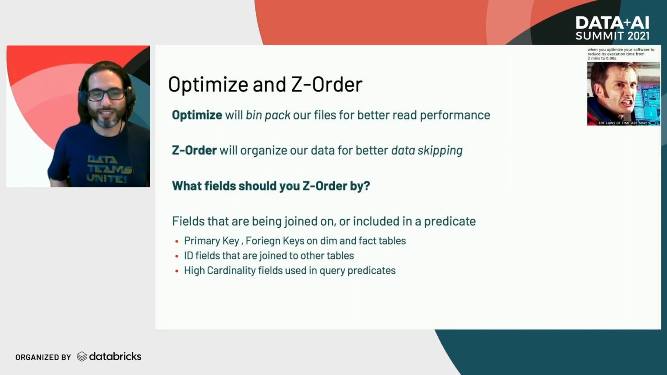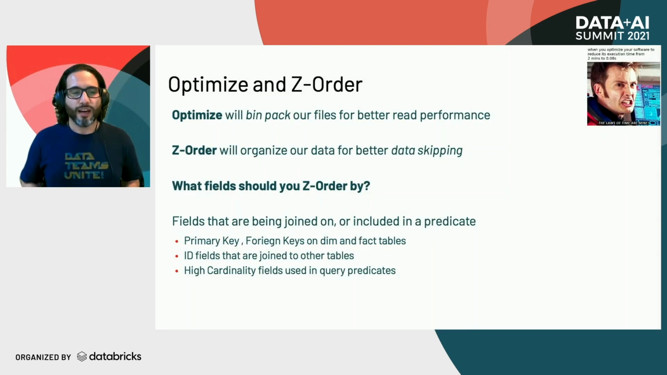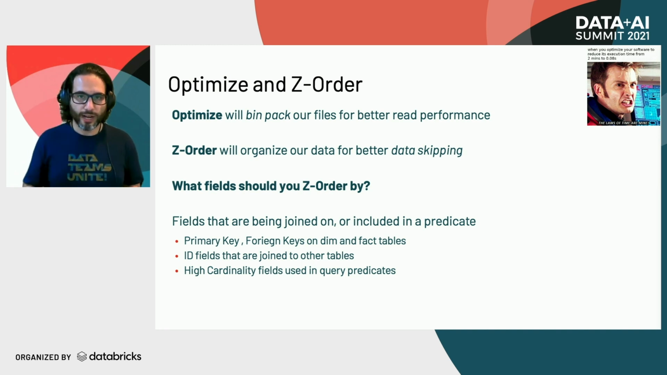The next optimization in Delta Engine is optimize and Z-order. Optimize will bin pack our files so that we get nice even chunks, so when we read them into the cluster, it's performant. Z-order will organize the data inside of these files so that when we do data skipping, it's more effective. When should you be using Z-order? Really good candidates for columns to include are keys, primary keys, foreign keys on dim and fact tables, ID fields that are used to join up different tables, and high cardinality query predicates that would be included in where clauses in SQL statements.